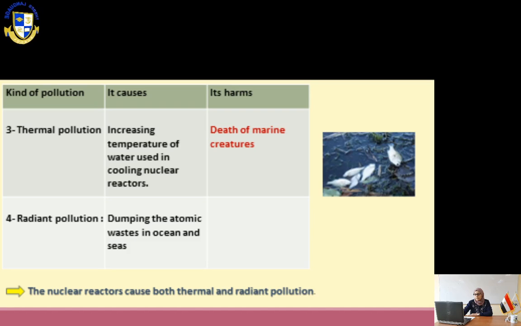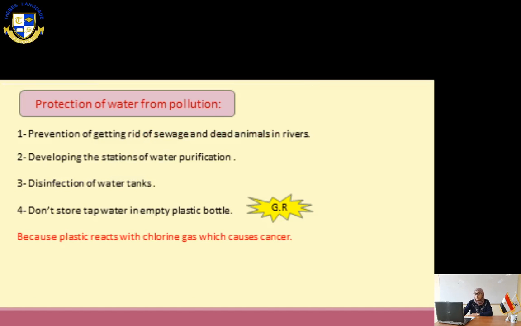Slide number 9. Protection of water from pollution. How to protect water from pollution? Number 1, prevent getting rid of sewage and dead animals in the river. And we have to develop the water stations. And we must not store tap water in empty plastic bottles. Why? Give reason. Because plastic reacts with chlorine gas, which causes cancer.